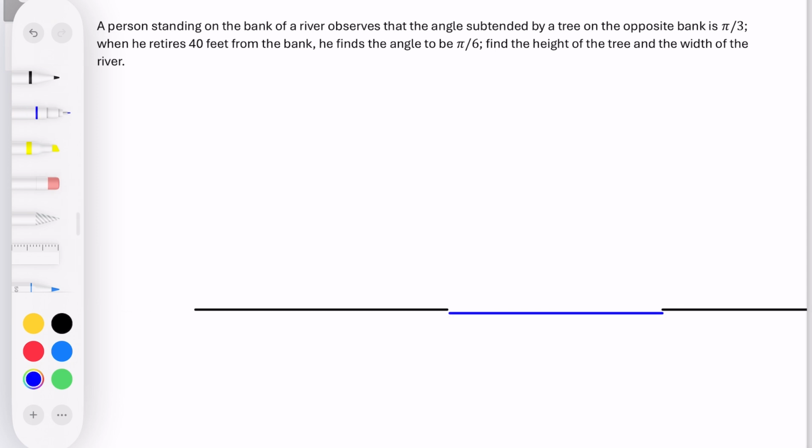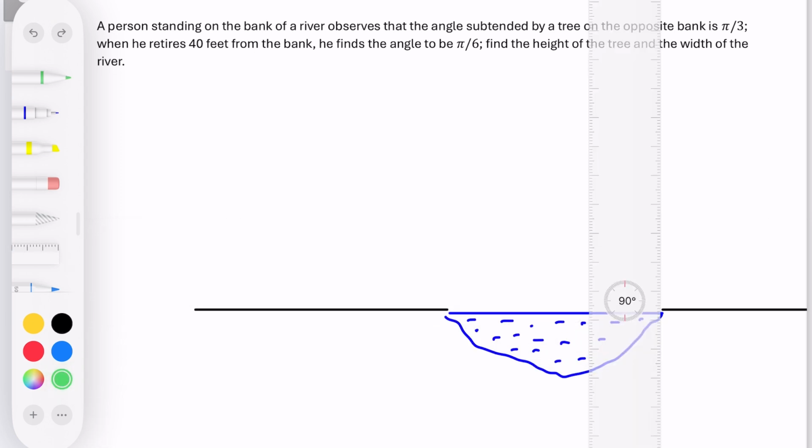So the river has some depth. So this is our river. Now I need to draw the tree. So the tree is on the opposite bank. So let me draw the tree. I will draw the tree vertically like a palm tree, maybe a coconut tree, I don't know what. Let's assume that this is the tree. The green straight line is the tree, and the man is somewhere here.